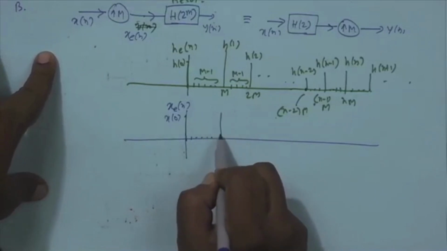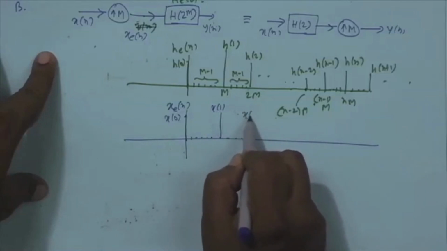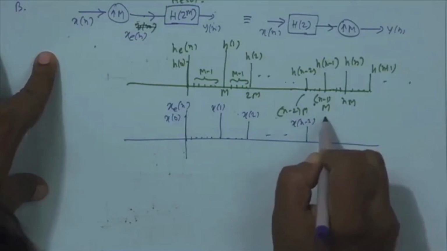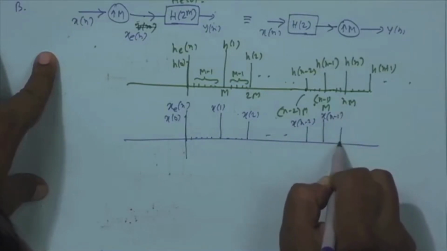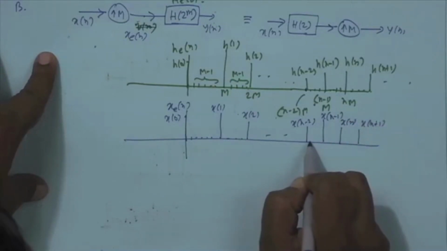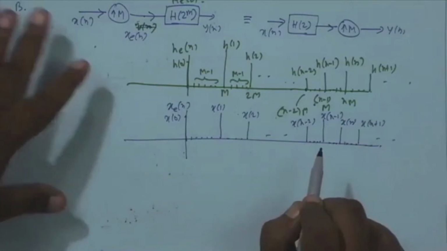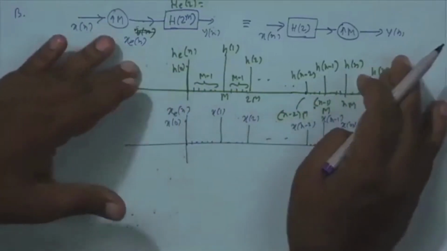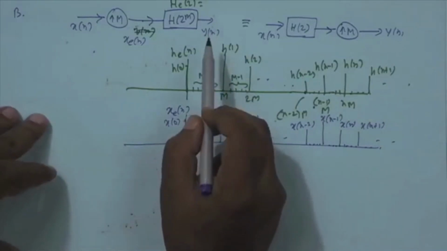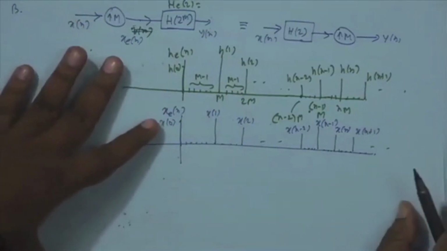Okay. Then x 1, dot dot dot, x n minus 2, x n minus 1, x n. Okay, there are zeros, dot dot dot. So, to convolve them, now I have to convolve them. I hold this as it is, flip this x sequence and then shift it to the right by any n, not necessarily n into m, any n. Okay.